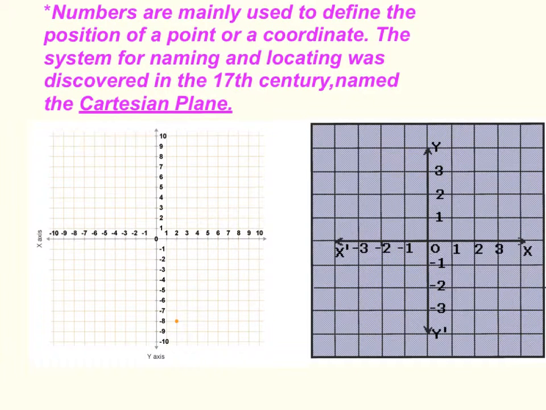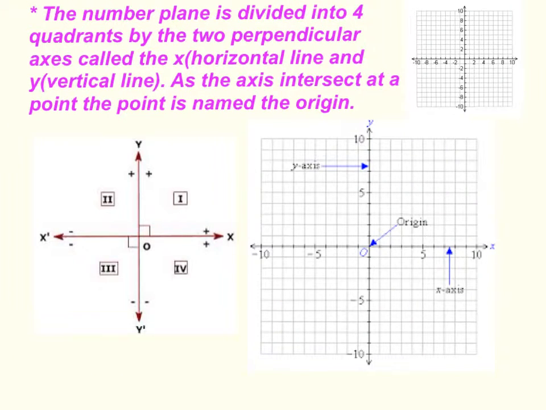Numbers are mainly used to define the position of a point or a coordinate. The system for naming and locating was discovered in the 17th century, named the Cartesian plane. The number plane is divided into 4 quadrants by the 2 perpendicular axes called the x-axis, which is the horizontal line, and the y-axis, which is the vertical line. The point where the axes intersect is named the origin.